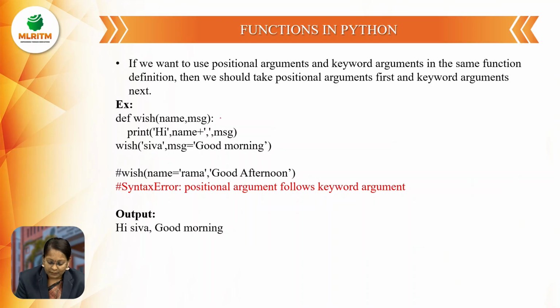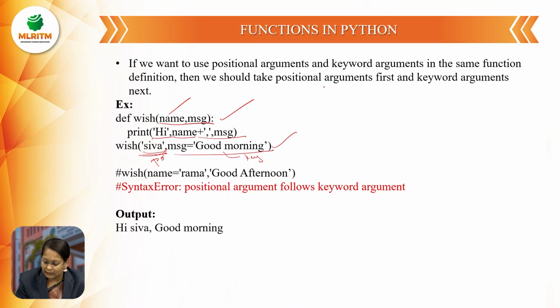So def, again the wish function with two arguments, print hi, we are just printing some hi message with the name and the message. So here wish Shiva. Shiva is in place of name, we are passing the value Shiva. So this is a positional argument. MSG is equal to good morning. So this is a keyword argument.